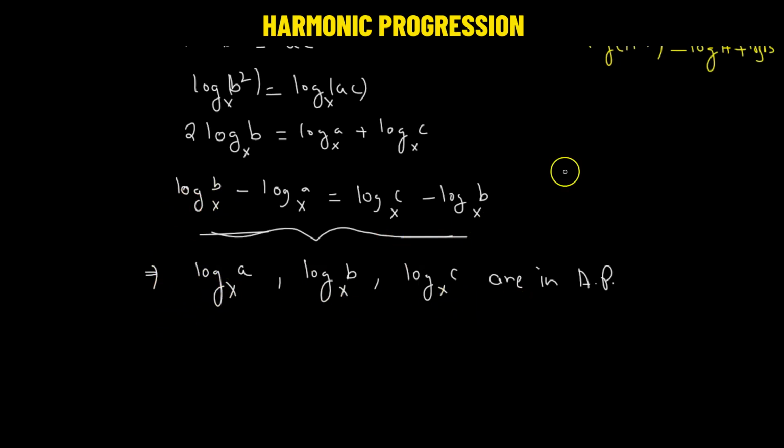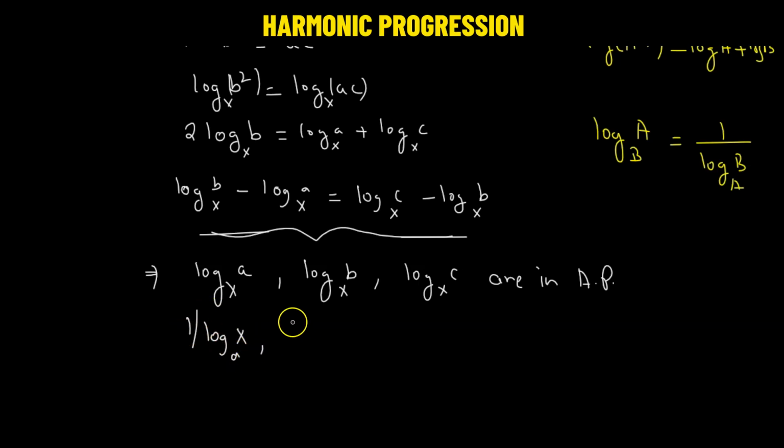Now there is a property of logarithm that says that if we have log of a with a base b, this can also be expressed as the reciprocal of log of b with a base a. So we'll take the reciprocal of each of the three terms. The first one will become 1 over log x with a base a. The second one will become 1 over log x with a base b. And then we have 1 over log x with a base c. So these three numbers are still going to be in AP. All we have done is take their reciprocal and rewrite each of the terms.